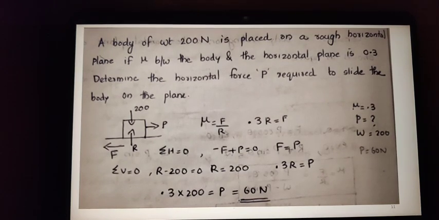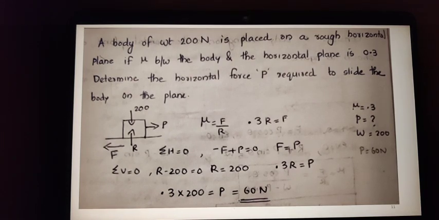Second problem: a body of weight 200 Newton is placed on a rough horizontal plane. If mu between the body and the horizontal plane is 0.3, determine the horizontal force P. So in the first problem, you are provided with P and you have to calculate mu. In the second problem, mu is given and you are supposed to calculate the value for P.